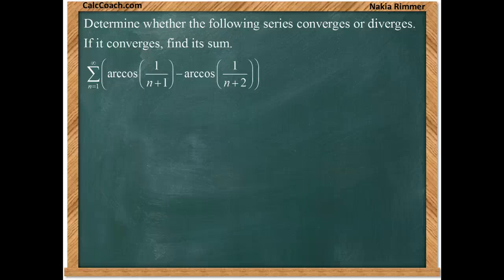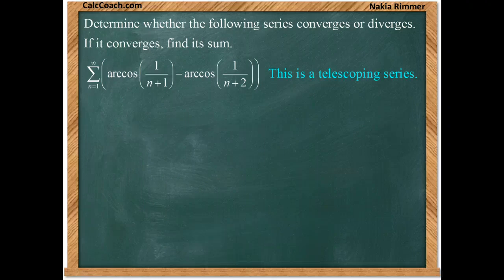Determine whether the following series converges or diverges. If it converges, find its sum. We have the arc cosine of 1 over n plus 1 minus the arc cosine of 1 over n plus 2. It should jump out at you that this is a telescoping series. So let's try it. Maybe it could be that it's not, but let's give it a try.